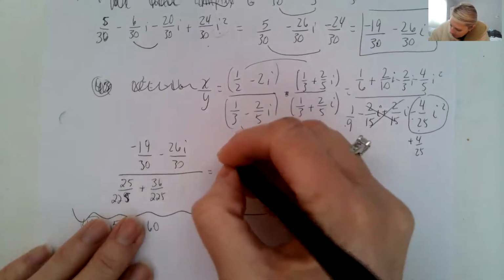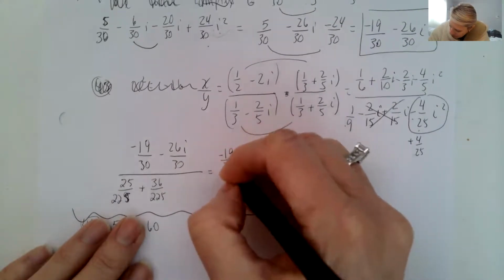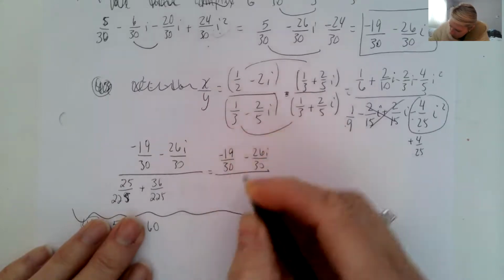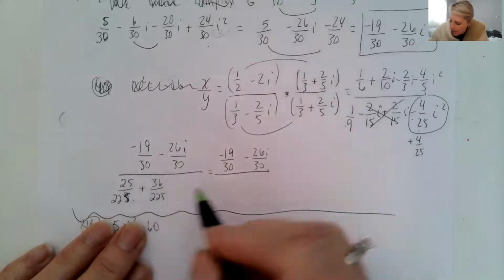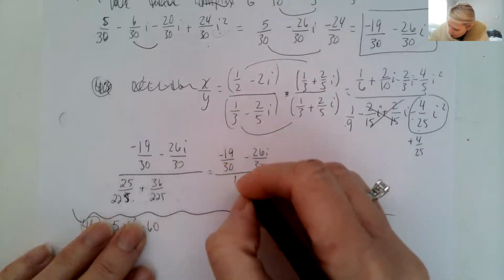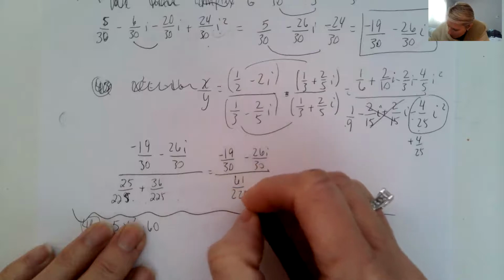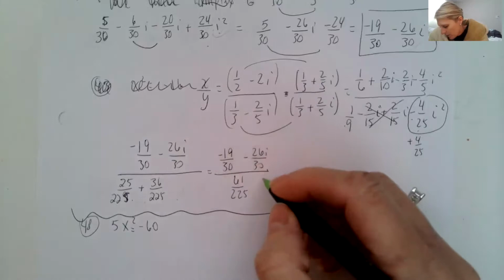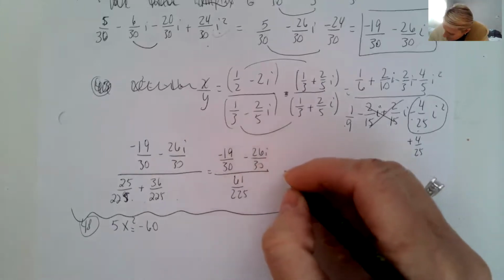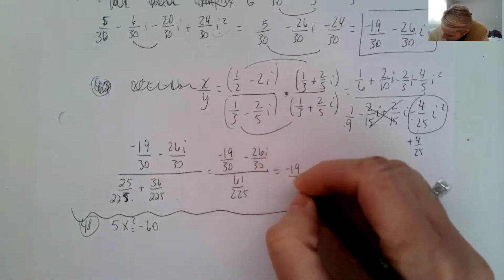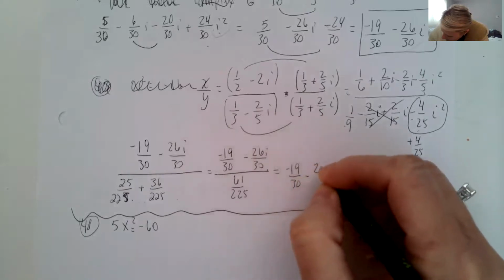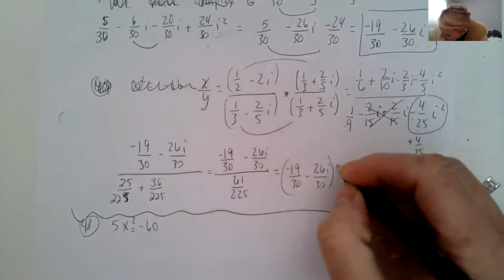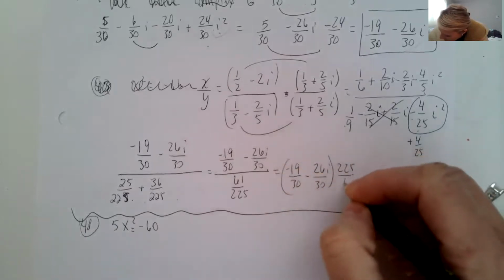Okay, so we have negative 19/30. This problem is really long. Minus 26i over 30, all over our common denominator. So we can add our denominator. So we get 61 over 225. And you could leave it like this for me, or you can multiply by the reciprocal. So negative 19/30 minus 26i over 30 times the reciprocal, 225 over 61.